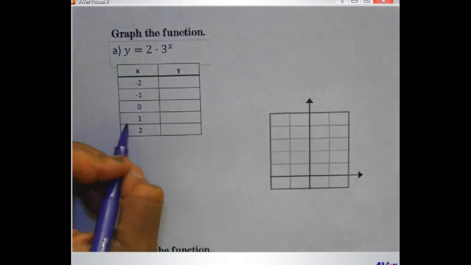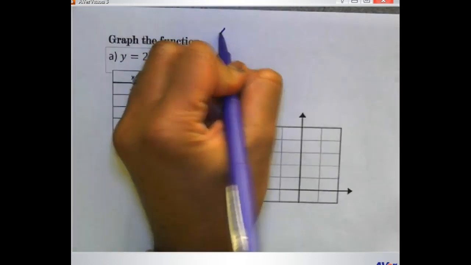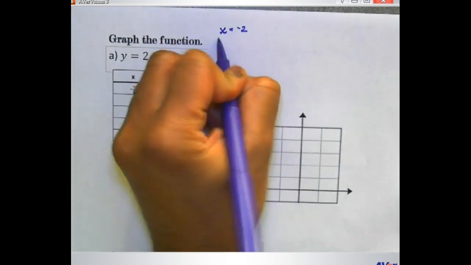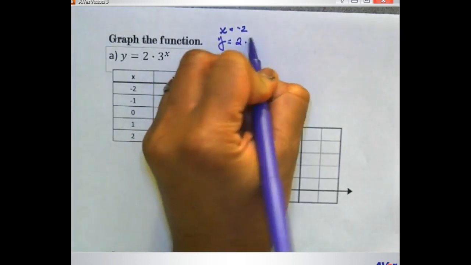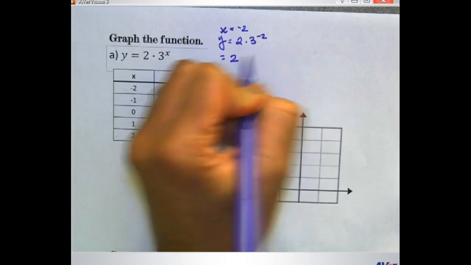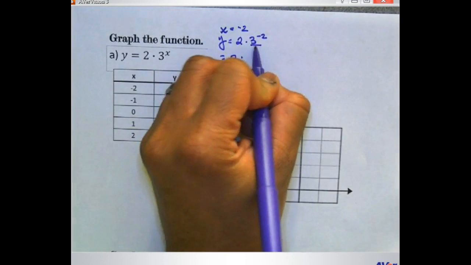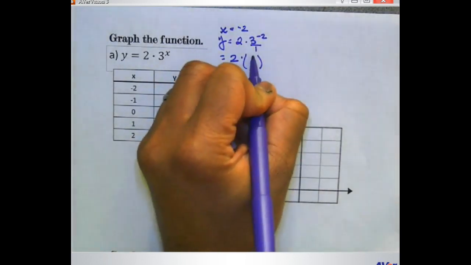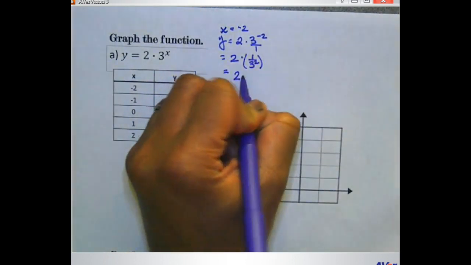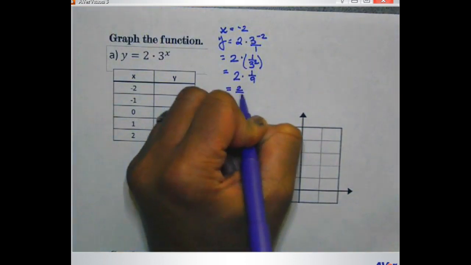First one, where do I want to do this at? I probably want to do it up here-ish. So when x equals -2, y equals 2 times 3 to the -2. Okay, order of operations, do not multiply that first. I will fire you. And then I'll put this over 1. Oh no, I can't fire you. And then I'm going to flip it: 1 over 3 squared. 2 times 1 over 9 is just 2 over 9.